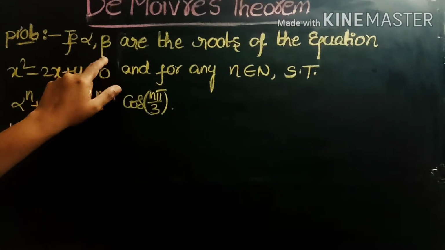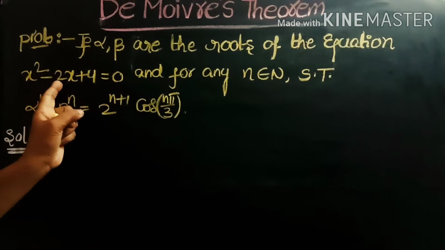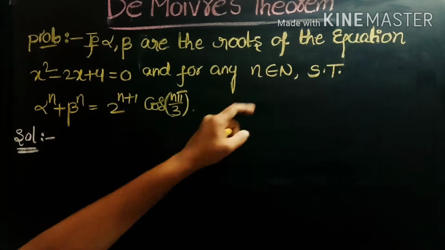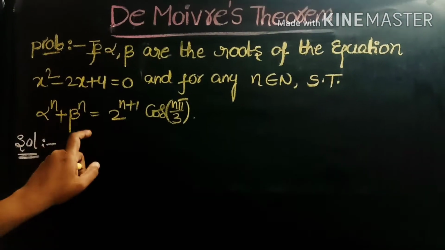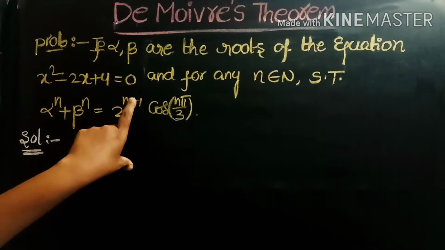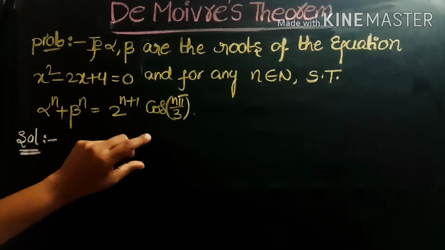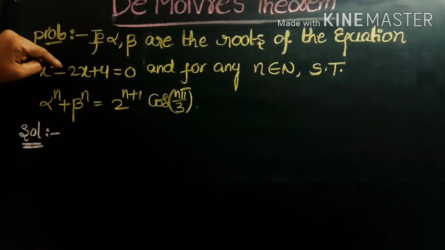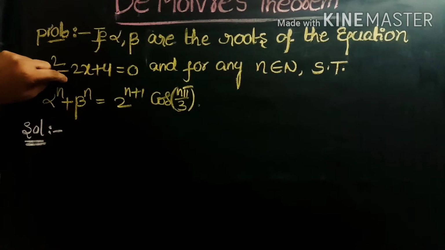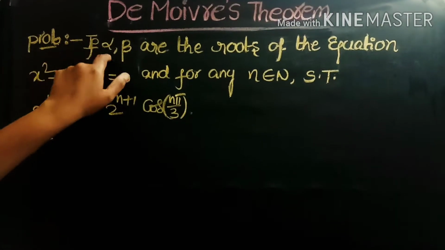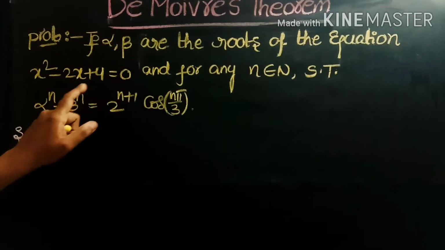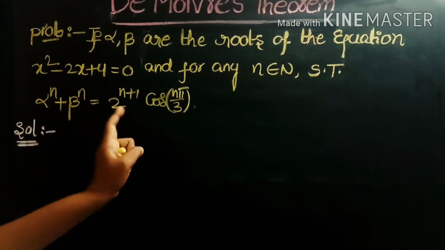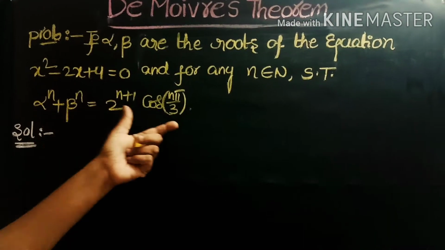Next problem. If α, β are the roots of the equation x² − 2x + 4 = 0 and for any n belongs to N, then show that α^n + β^n equals 2^(n+1) into cos nπ/3. So given that α, β are the roots of this equation, first we find the roots of this equation and take the two roots as α, β. And now we want to show this result here.